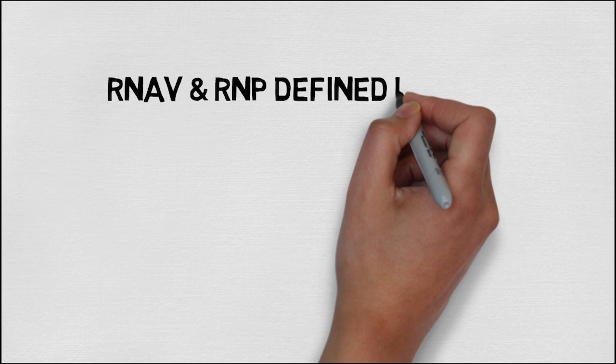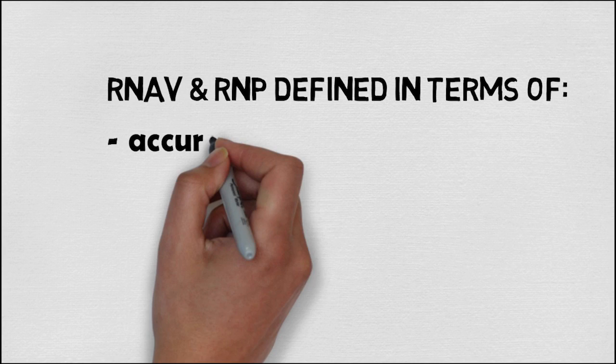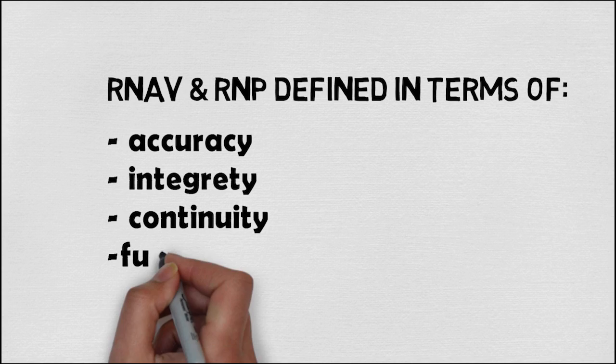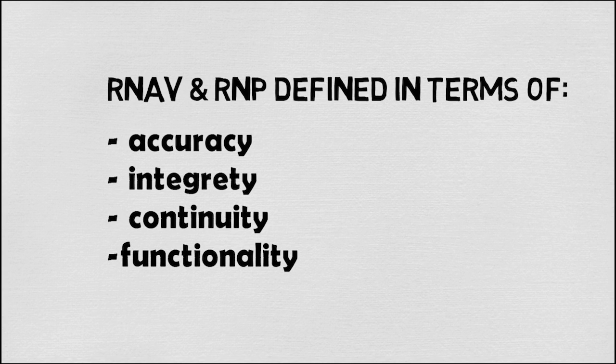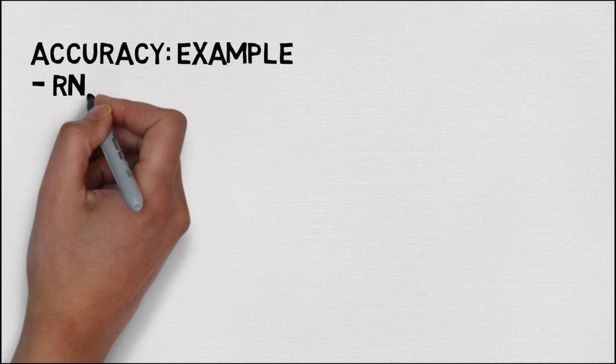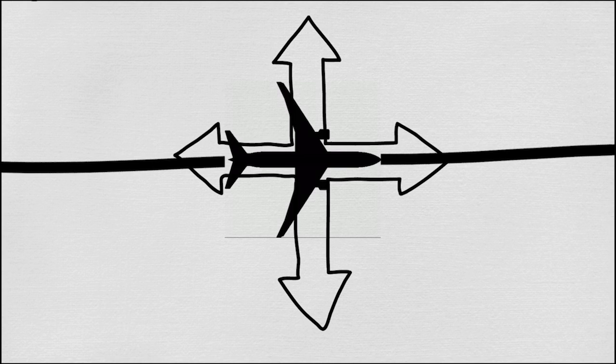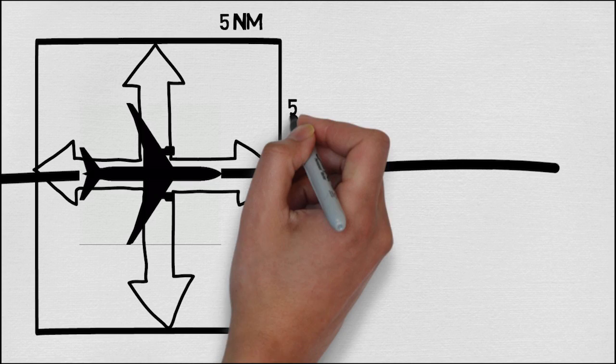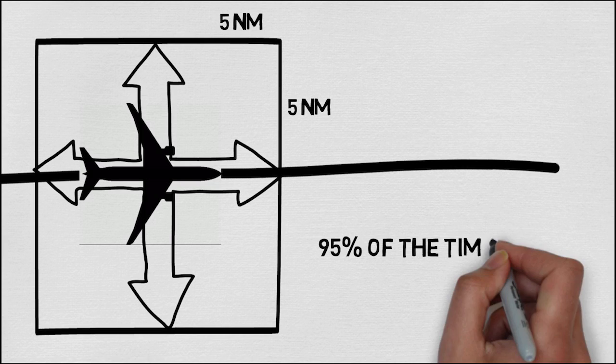Both RNAV and RNP are defined in various terms, such as accuracy, integrity, continuity, and functionality. Probably the most common you will see is accuracy. It is usually defined as a number or a fraction. In this example, RNP5 signifies that the aircraft system is capable of maintaining track within 5 nautical miles at least 95% of the time.